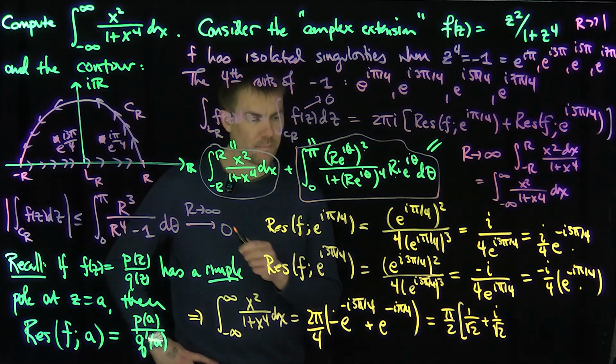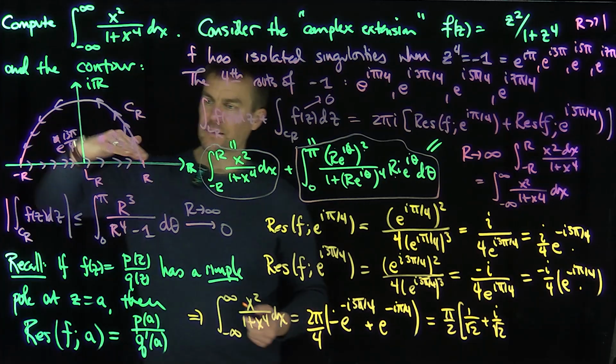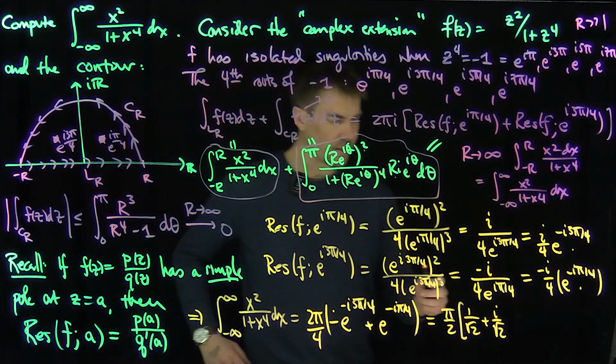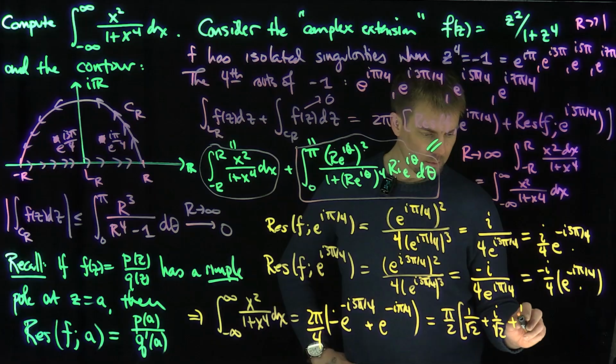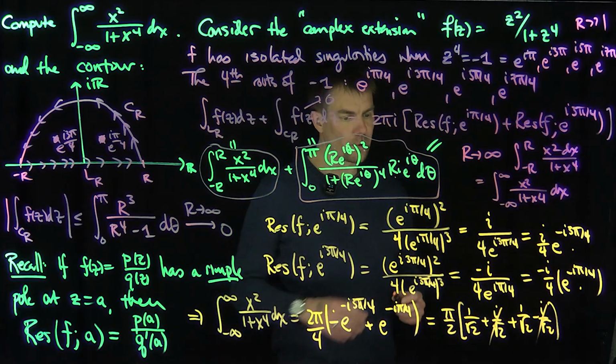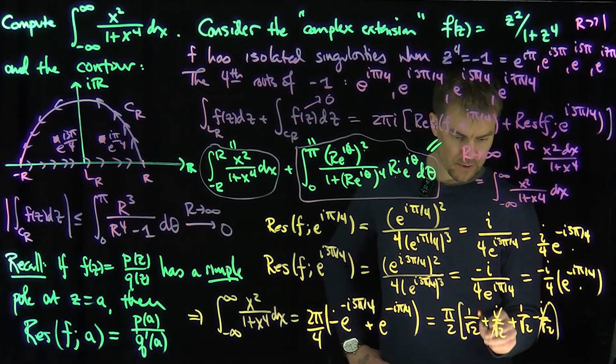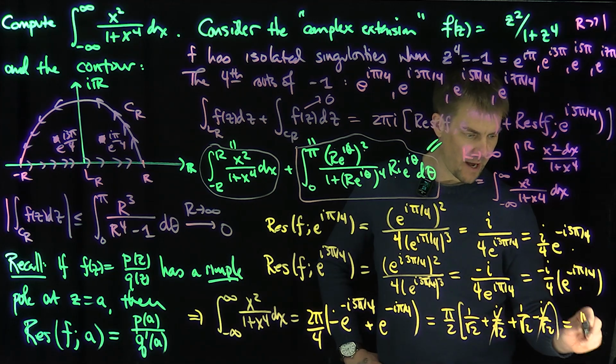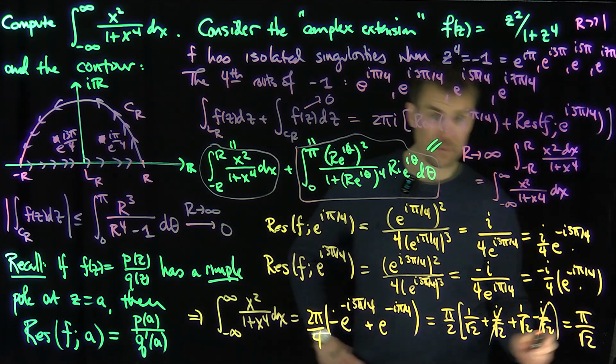Okay, good. And then negative pi over 4 is where? That's in this quadrant down over here, right? So that's going to be a what? That's going to be a plus 1 over root 2 minus i over root 2. Of course, the i's are going to cancel out, and you can get 2 over root 2, so the 2 is going to cancel. Right, so this is going to be 2 over root 2, so this is just going to be pi over the square root of 2.